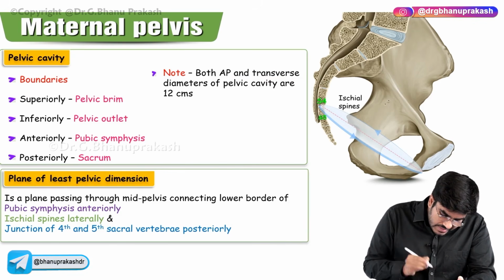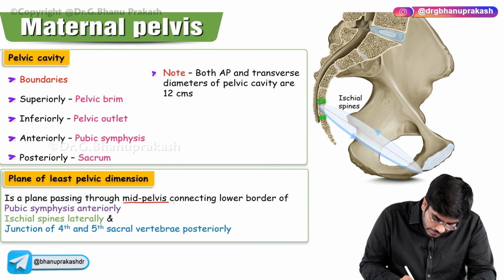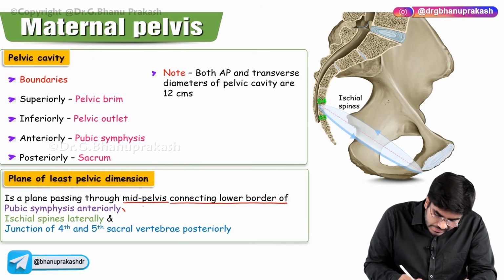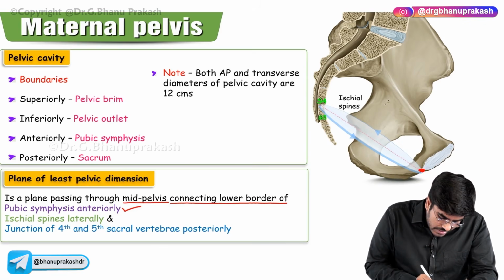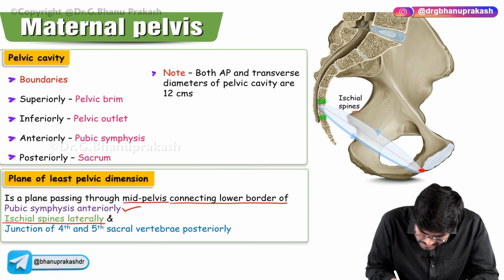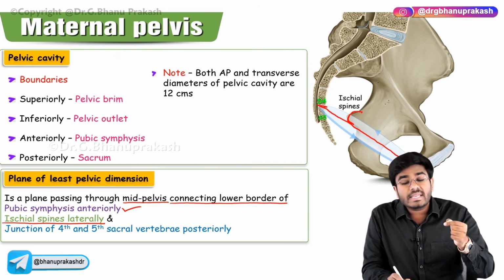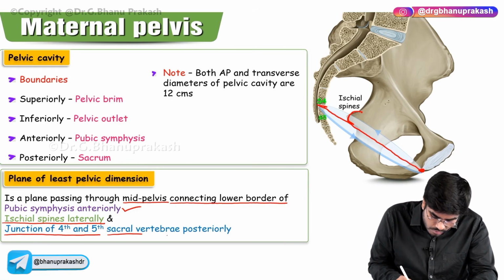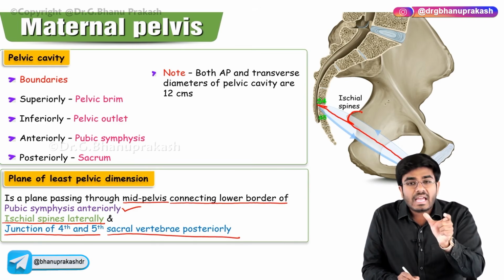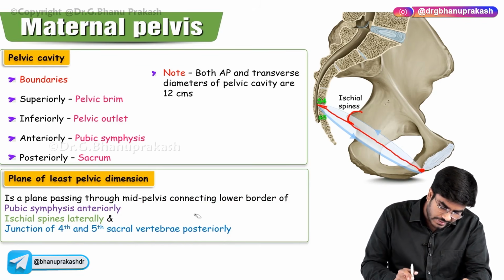It is a plane passing through the cavity or mid pelvis, connecting the lower border of the pubic symphysis anteriorly, to the ischial spines laterally. See, here is the ischial spine, I am taking exactly that plane. And this plane joins the junction of S4, S5 sacral vertebra posteriorly. So this plane has the lesser diameters, and that is known as the plane of least pelvic dimension.